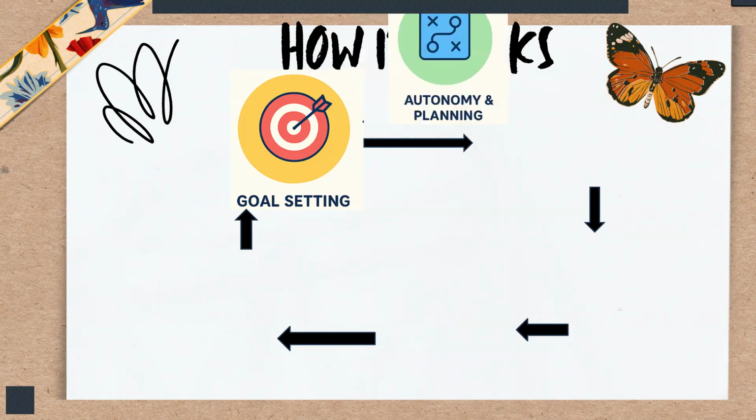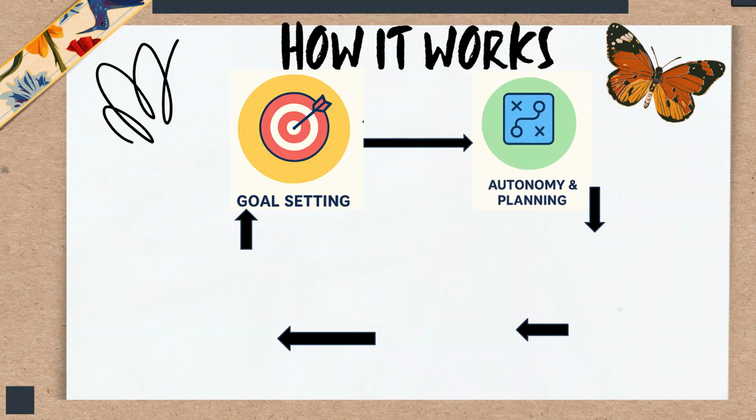And then comes autonomy and planning. Here, the AI will think like an agent. It will break the big goal into different smaller tasks. And now with those smaller tasks, it is going to create the workflow. It will start creating a plan and a workflow.